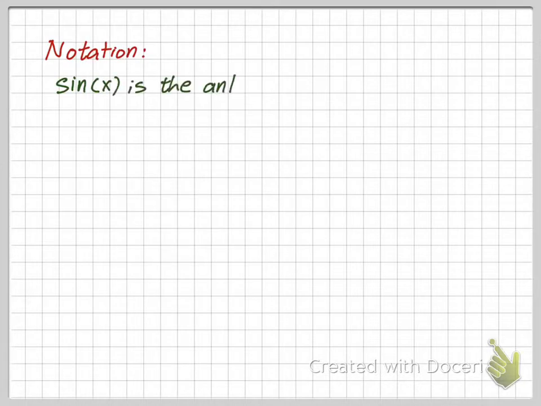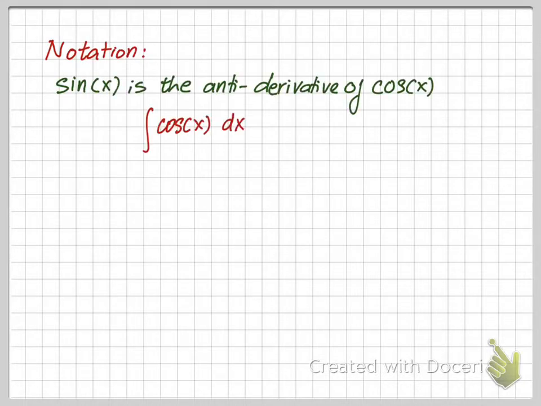Now for the notation, if we say that sine of x is the antiderivative of cosine of x, then we can say that the integral of cosine of x dx equals sine of x. Keep in mind, if you take the integral of cosine of x dx, you get sine of x because sine of x is an antiderivative of cosine of x, and you also add a constant.